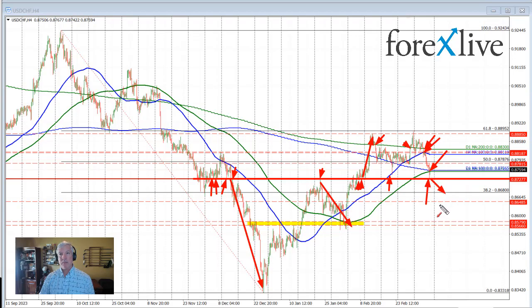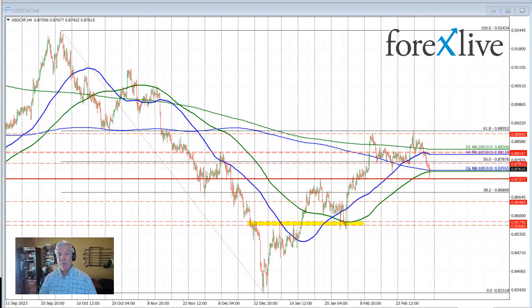38.2% retracement at 0.8680. So this is close risk for sellers. We've been above and below it over the last few bars, as you can see, or the last bar. So there is some apprehension.